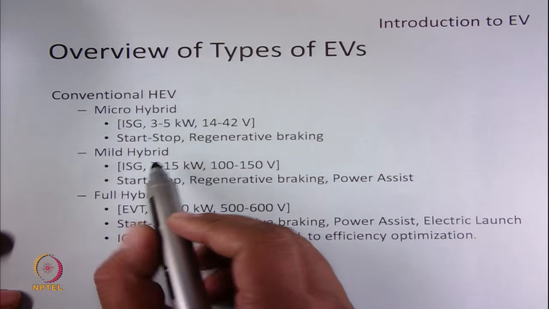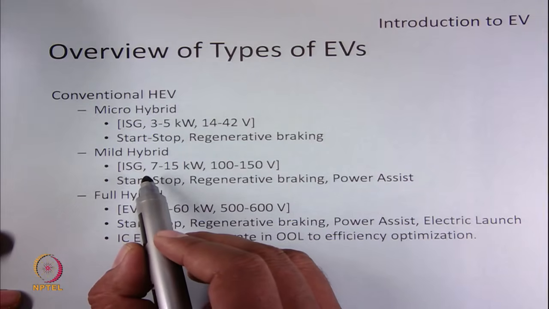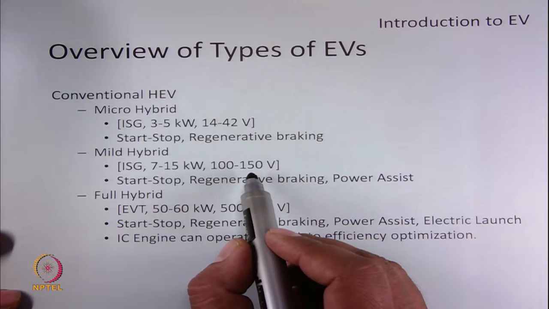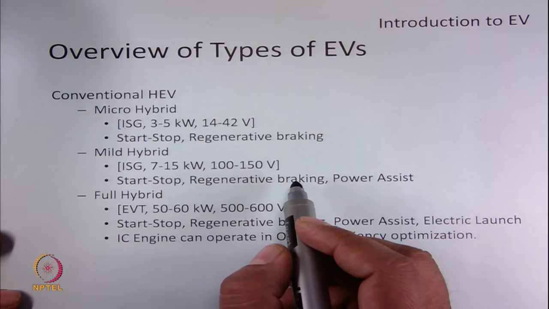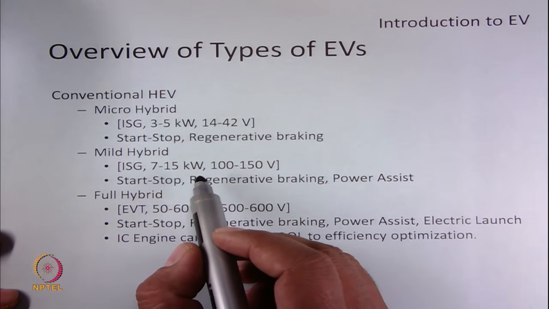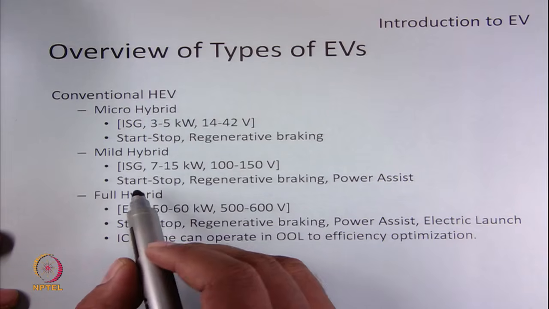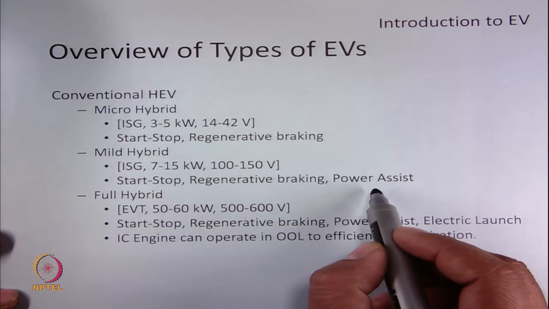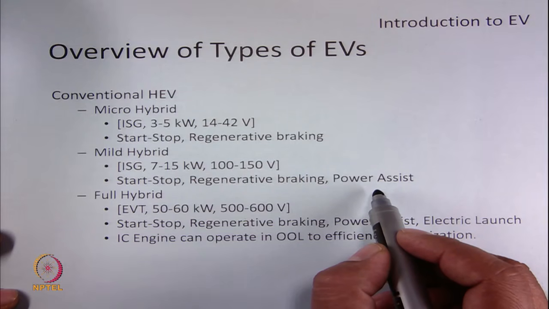In a mild hybrid, an ISG of slightly higher rating is used, typically 7 to 15 kilowatts with a system voltage of 100 to 150 volts. So, this ISG enables not only the start stop feature and regenerative braking, but it can also support the IC engine in power sharing during normal operation, which means the IC engine rating can be reduced to a little extent.